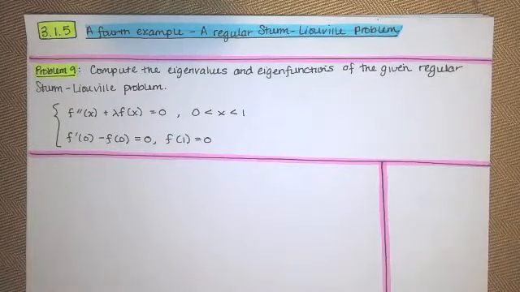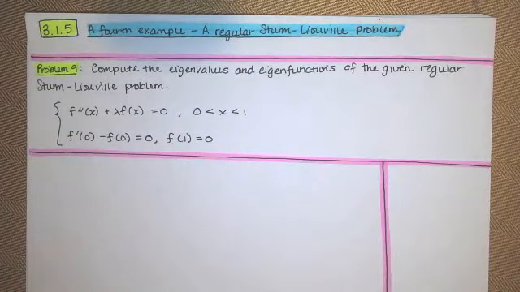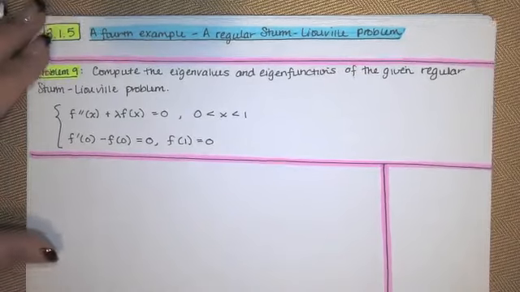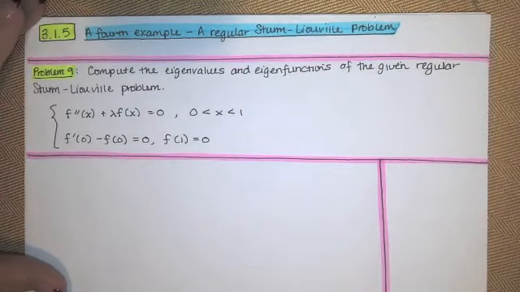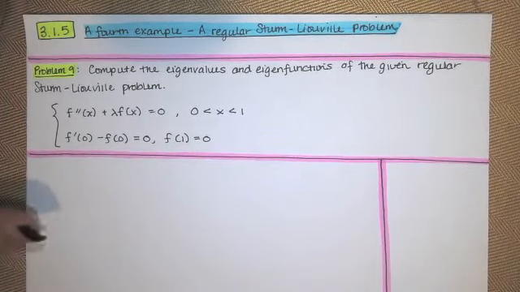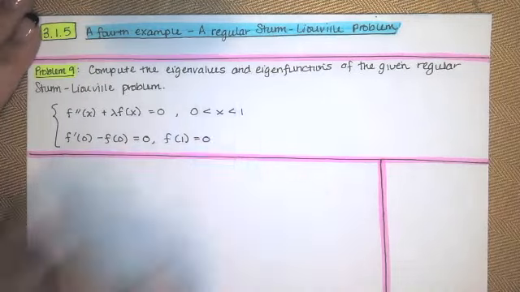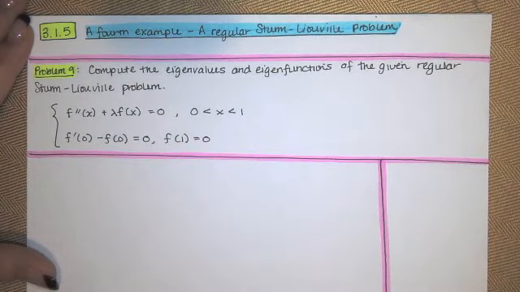In this video, we work our last example of the solution of a regular Sturm-Liouville problem. This problem is a little bit different because in the process of solving for the eigenvalues, we have to solve a transcendental equation. I wanted to give you at least one example of a problem like that. So here's a problem statement. It says, compute the eigenvalues and eigenfunctions of the given regular Sturm-Liouville problem.